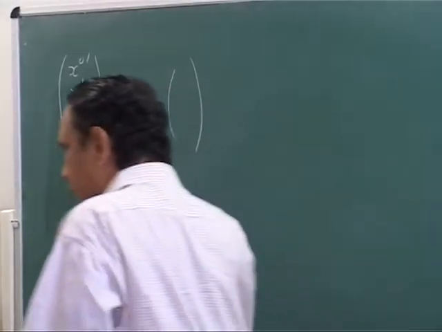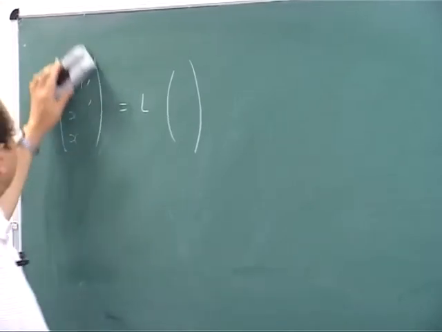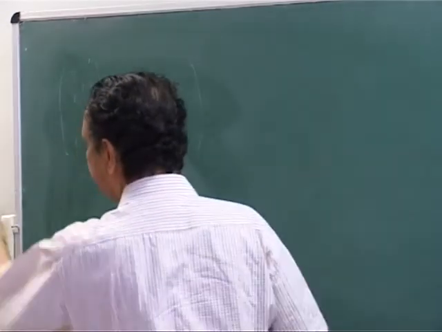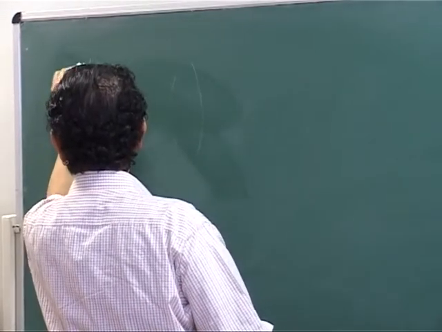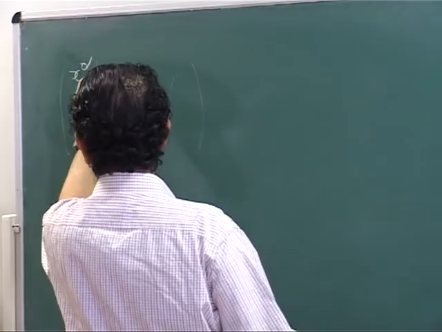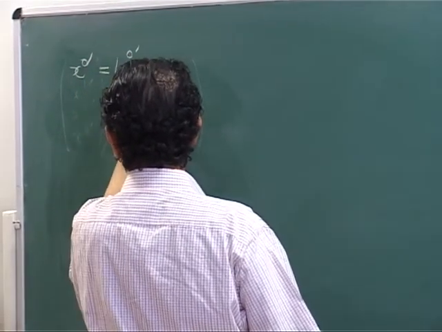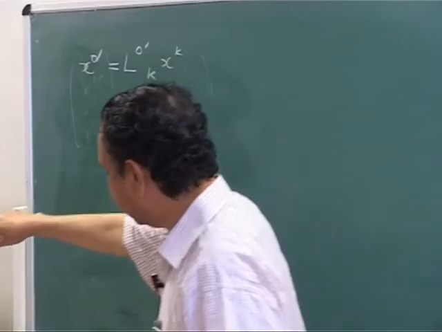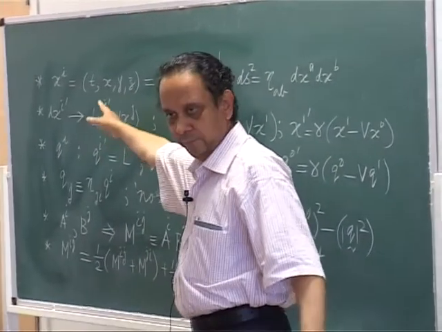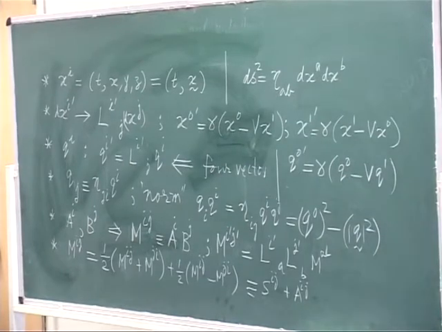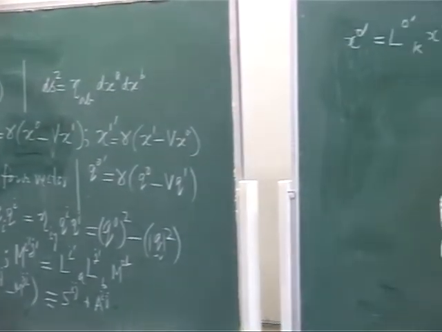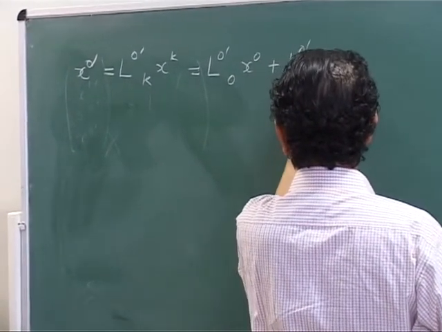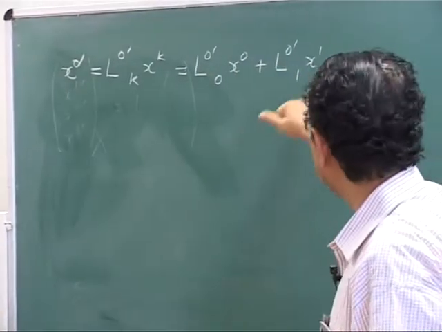A slightly better way of doing it, now that we are working with tensors, is just to expand out one of them and do the same thing. That is, you take x0 prime and you write it the way I have written, as L0 prime k xk. This is just this equation without d. Then expand this out, so you will get L0 prime 0 x0 plus L0 prime 1 x1, and let us do it in 2 dimensions, so there is nothing else.